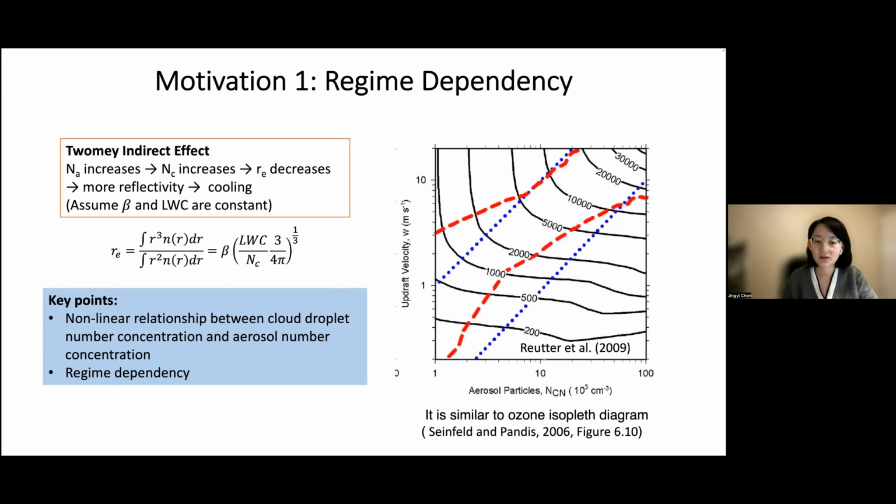In the aerosol limited regime, that is the top left part of the figure, the cloud droplet number concentration depends more on aerosols. But in the updraft limited regime, the droplet number concentration depends more on the vertical velocity. The transition regime in the middle shows highly nonlinear behavior in the vertical velocity and the number concentration.